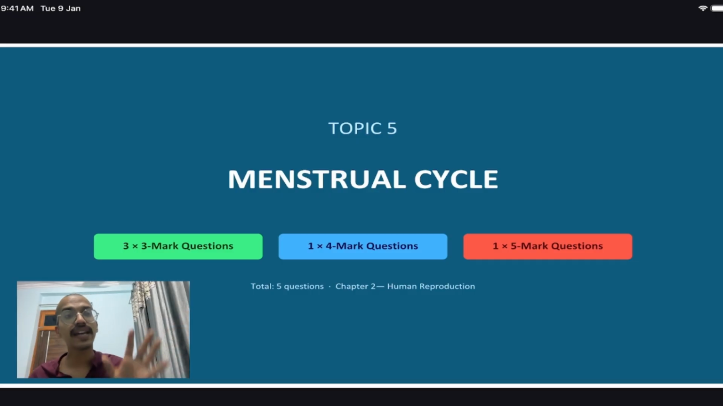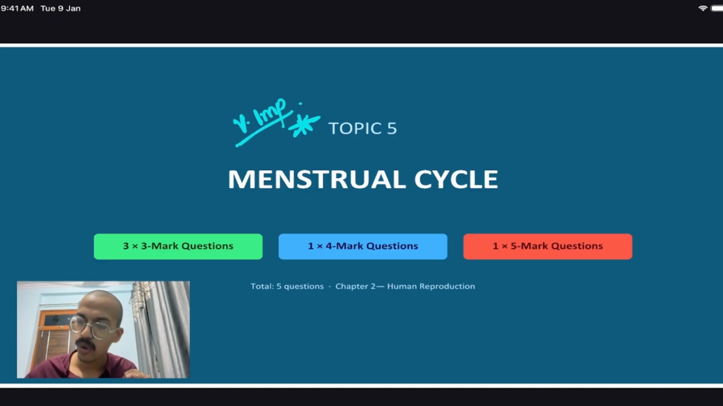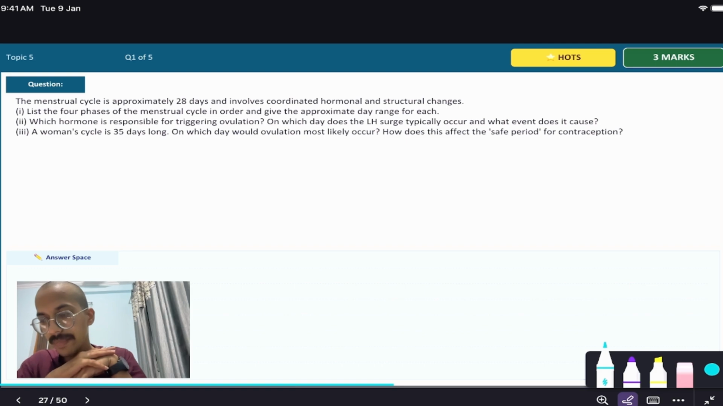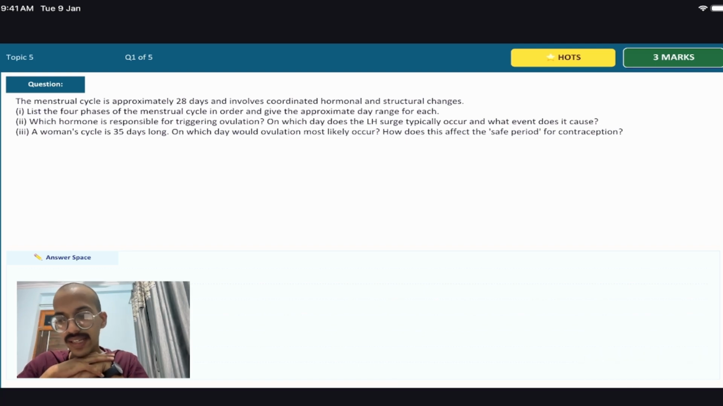Okay, moving on to the next one, that is the menstrual cycle. The menstrual cycle in itself is a topic where a lot of pointers are coming up. If you know that, those questions would be done, and assume that this is a very important topic. Coming up to the first question: the menstrual cycle is approximately 28 days and involves coordinated hormonal and structural changes. List the 4 phases of the menstrual cycle in order and give the approximate day range for each.